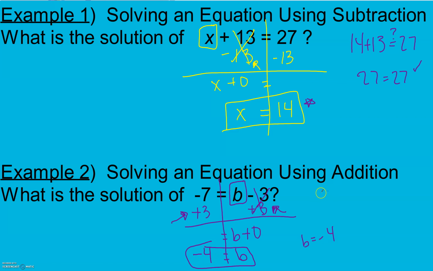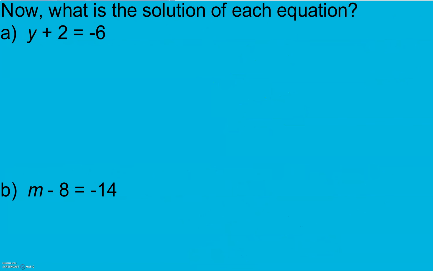And if I check that, I can plug it in. Negative 7, does it equal negative 4 minus 3? And we get negative 7 equals negative 7. It checks. We are correct. Now, feel free to pause here and give these a try if you'd like.